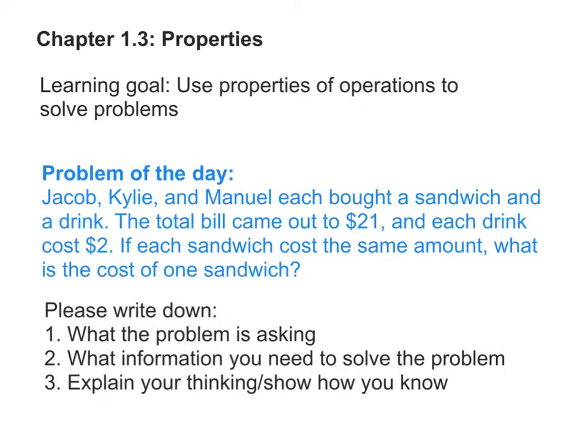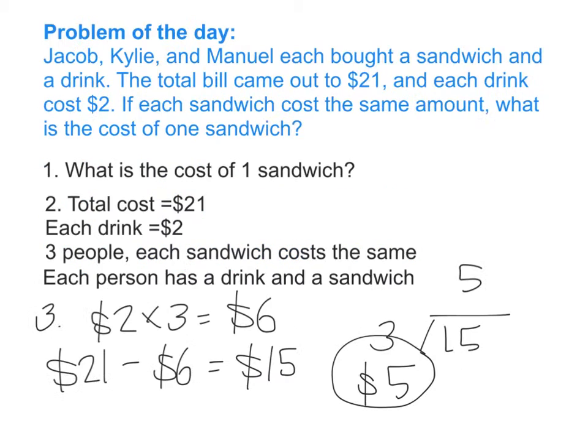So today we are talking about chapter 1.3, moving right along. In our learning goal, it's all about properties, okay? So our learning goal today is to use properties of operations to solve problems, okay? Lots of mathematical academic words in that learning goal. And we're going to break it apart and figure out what in the world that means.